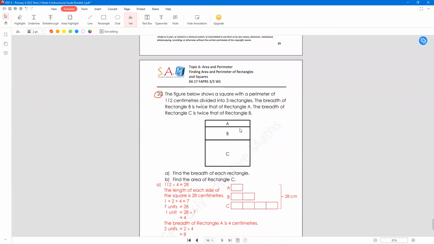If there's time, do question 20. Same concept as well. They have to draw the bar model representation. And that's it for this week's topic.